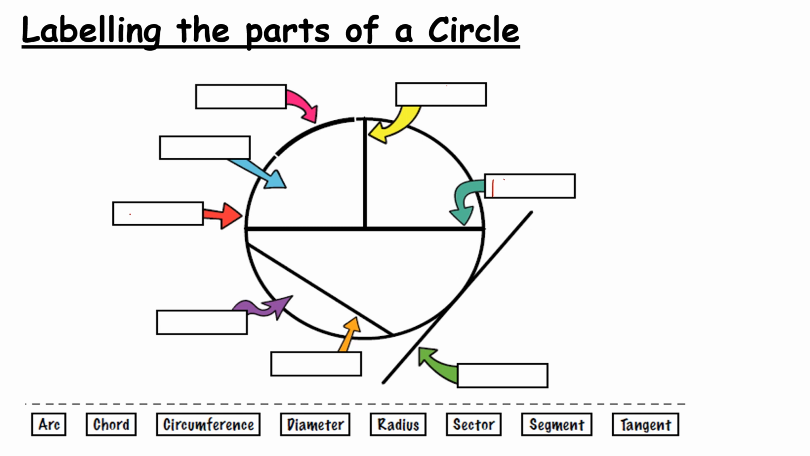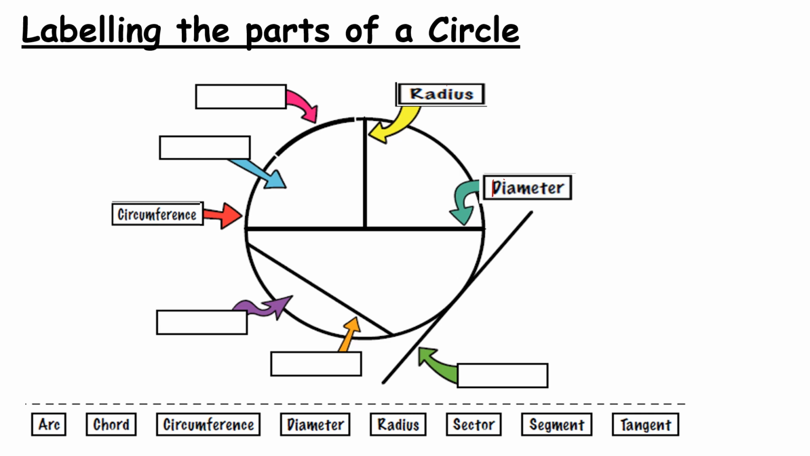So let's start with labeling the parts of the circle. I have a circle here and I have given you the names of each of the pieces below. If you want to pause the video and take a second to see, can you fill in the parts of the circle? The first thing we have is the outside of the circle, which is called the circumference. The next is the distance from the center of the circle to the outside of the circle, which is called the radius.